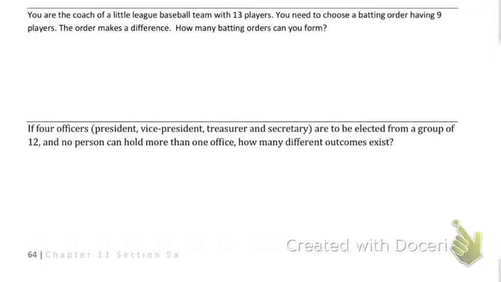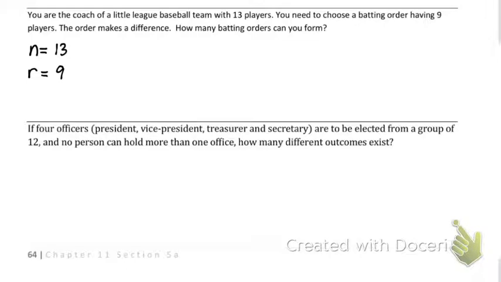So like I said, it's going to be a permutation. Our n value is the pool of things I can choose from. Up there is 4 jokes. Here I have 13 players I can choose from. Our r value is how many am I picking? Well, I'm picking 9 of them for the batting order.